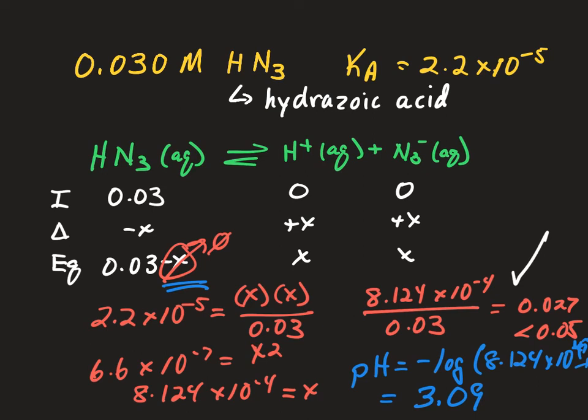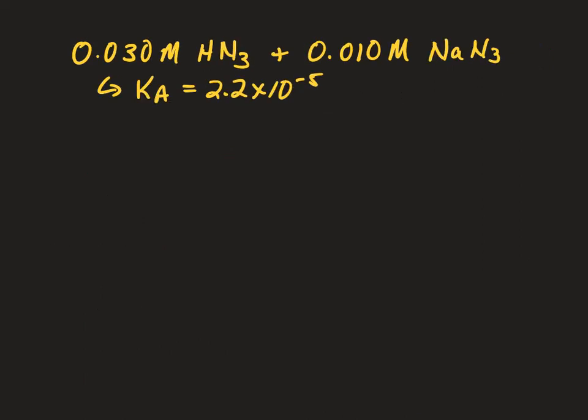Now let's make a small change for the next one. So now let's consider a similar problem. We've got the same concentration, 0.030 molar hydrazoic acid, but we've also got 0.01 molar sodium azide in the reaction mixture. If we think about this, our equilibrium from the previous problem will be affected by the presence of azide ion, a product which should push our reaction back.